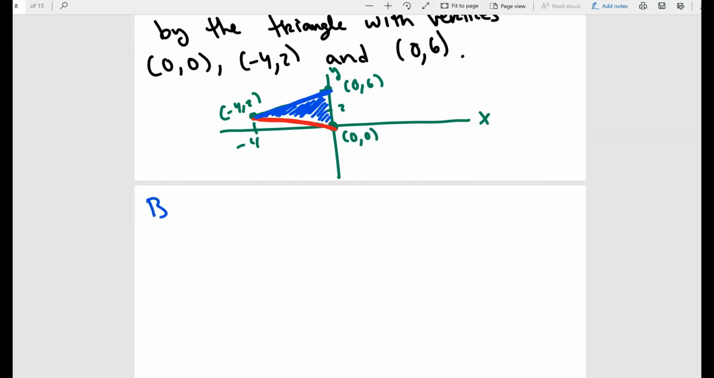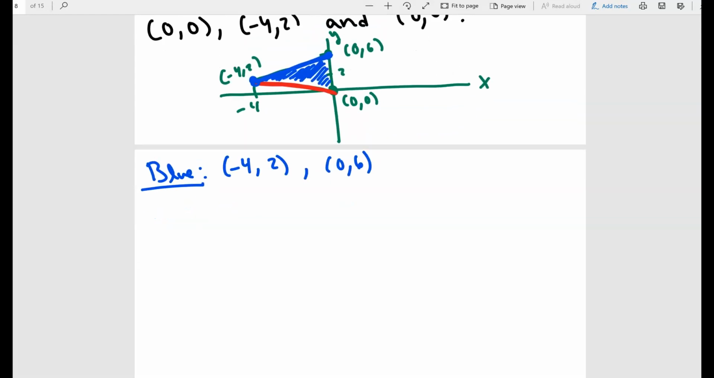So let's look at the blue line. I'm going to write blue. So what are the 2 points? The 2 points in the blue line are (-4, 2) and (0, 6). So let's find the equation of the line. Well, we know the equation of the line is given to us by y minus y1 equals m times x minus x1. So before we do that, let's figure out the slope. So if I say this is (x1, y1), (x2, y2), then our slope is going to be y2 minus y1 over x2 minus x1.